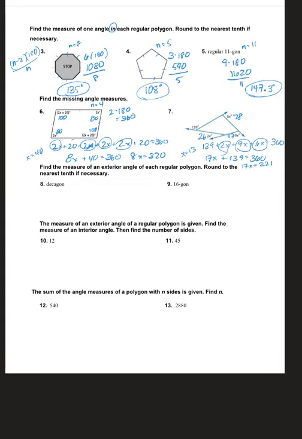Okay, for 8 and 9, it says find the measure of one exterior angle and round to the nearest tenth. So we know the exterior is always 360. And then we just divide by the number of sides. So a decagon has 10 sides. So 360 divided by 10 is 36. And this one, again, the sum is 360 divided by 16. 360 divided by 16 tells us this angle is 22.5. All right, 10 and 11. I can tell you, so we did 360 divided by n is the formula for that.